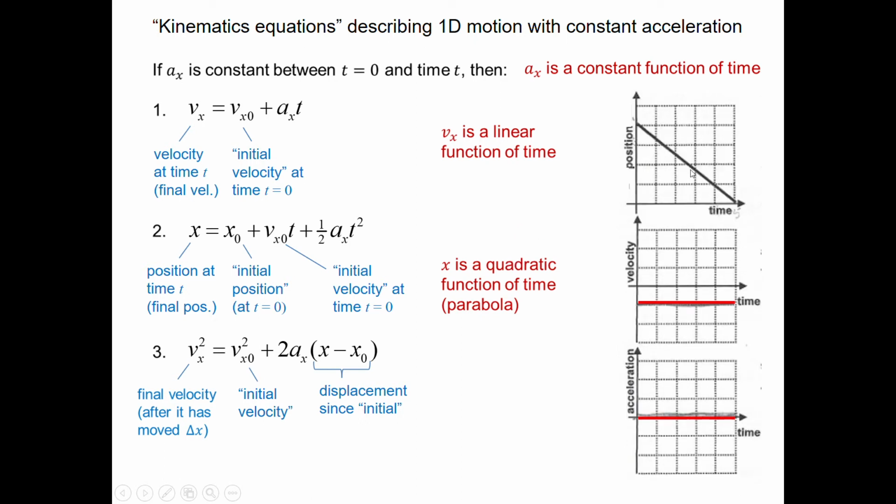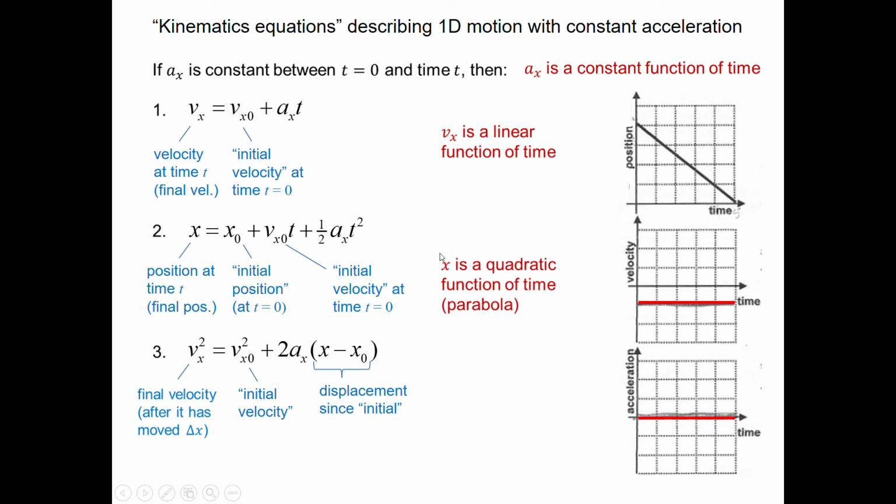So the position might be a linear function of time. That means the acceleration is actually constant at 0. Slope of the tangent line is constant and negative. Height of this graph is constant and negative. Slope of the tangent line of this graph is 0, 0, 0. Height of this graph down here is 0, 0, 0. So we see graphs of this type are associated with 0 acceleration, acceleration being constant at 0. Again, these three equations are only valid between t equals 0 and a later time t, if the acceleration has a constant value.